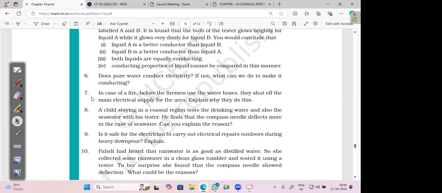Yes, sir, I can explain. In seawater, the salts are more. Let Charantej explain. Sir, because it is a good conductor, that's why the compass deflects. Both are good conductors, but in sea water the compass needle shows more deflection.